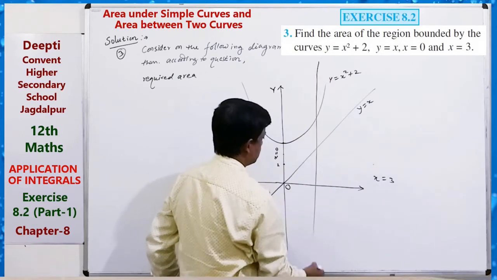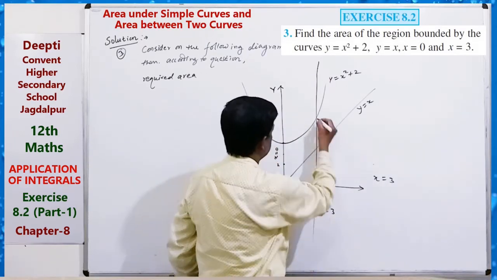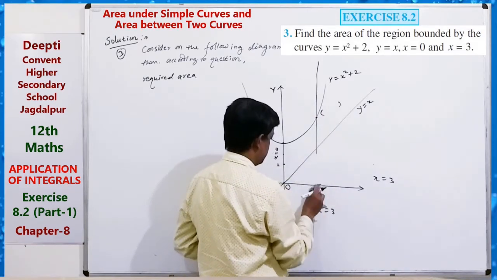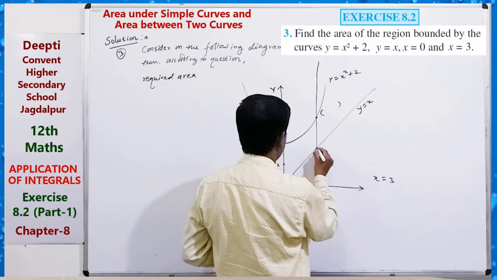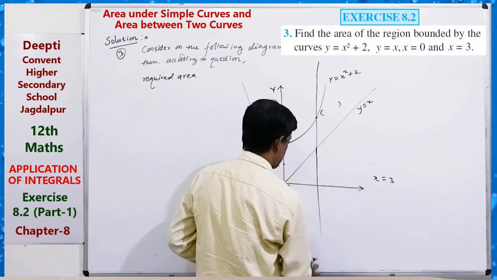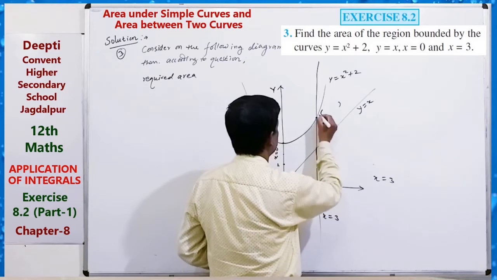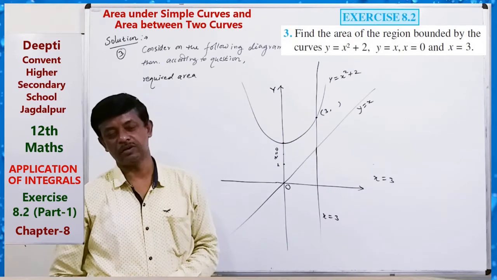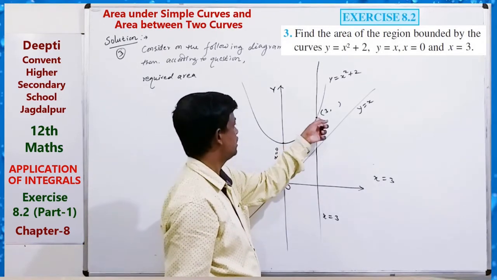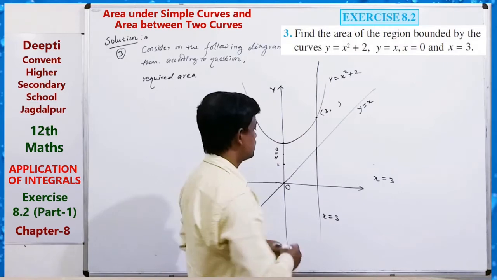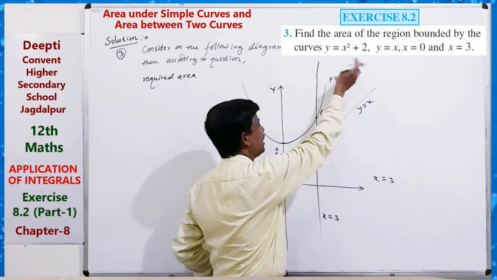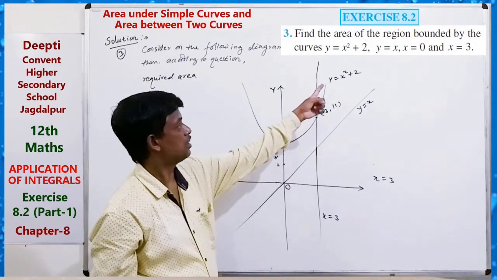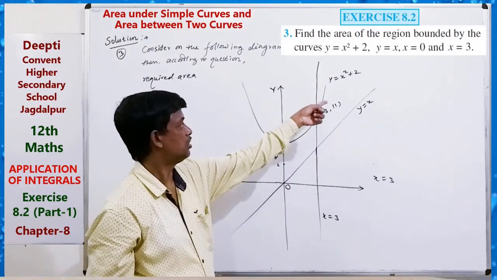Suppose this is x square and this is x equals 3. How can we find the intersecting point? Put x equals 3 in the parabola. Then 3 square is 9, plus 2 is 11. So y equals 11.